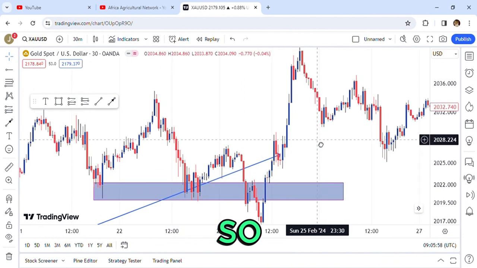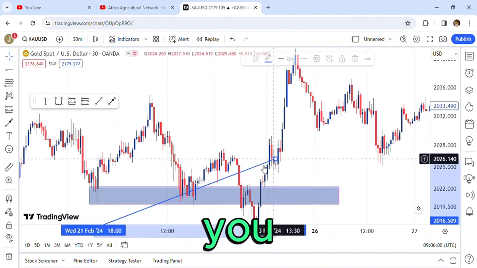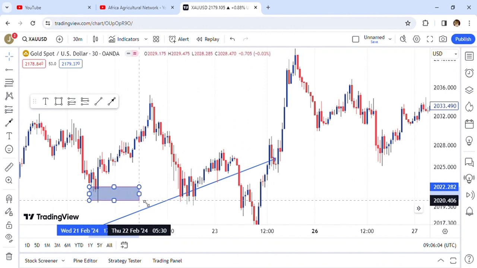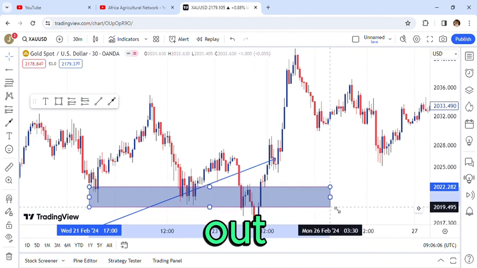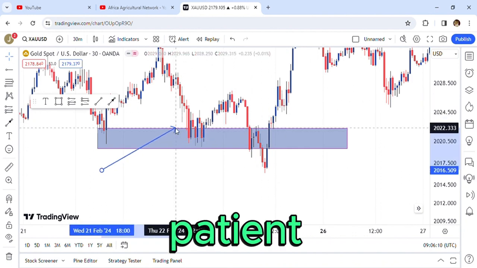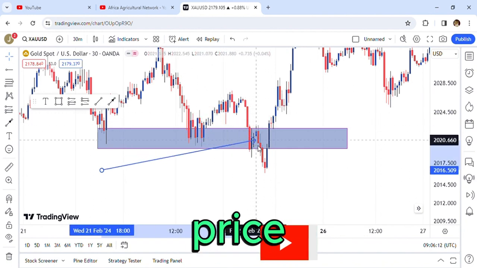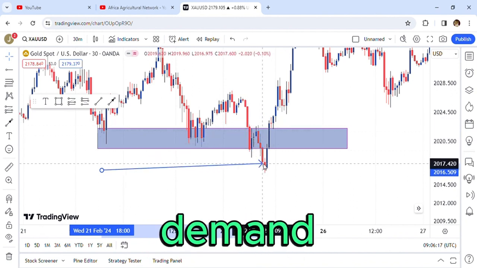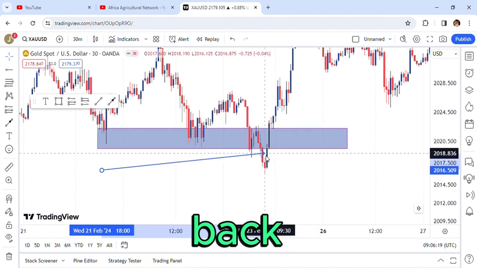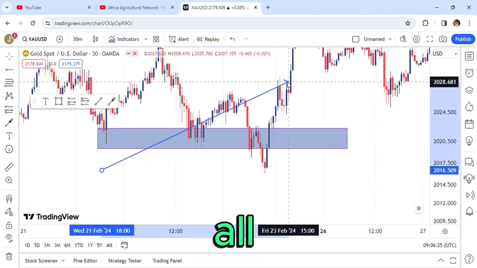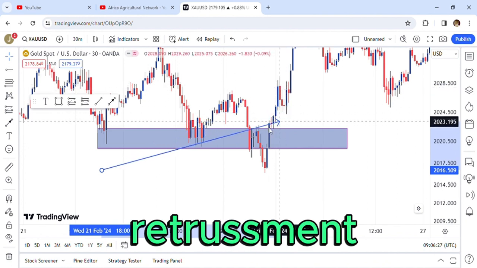So it's a matter of, once you draw out your demand zone, stretching it over into the future, and then being patient and waiting for price to form this kind of pattern, where it breaks through the demand zone area, comes back, retests, breaks through, goes back where it came from, and continues all the way up, and wait for a retracement.